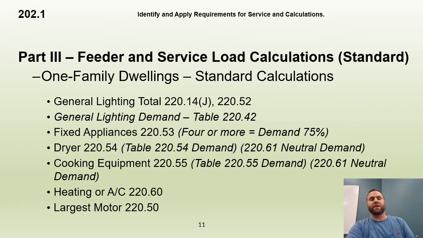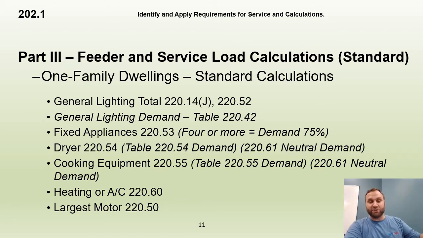Now, be aware that there is a demand that is allowable or permissible according to 220.53, and that's if I have 4 or more appliances that are fastened in place, I can apply a demand of 75% instead of 100% to those appliances. And we'll get into that here briefly when we go over 220.53.